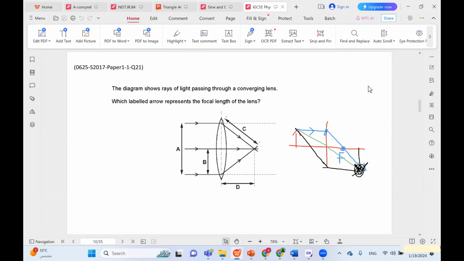Now, in this question, we are required to find the focal length. So we just look for a parallel ray. We're looking for a ray that was incidentally parallel. So here it was parallel. Then it emerges passing through the focus. So this is where the focus is. The focal length is the distance between the focus and the center of the lens. So this distance here is what we call the focal length. So the correct choice is choice D.